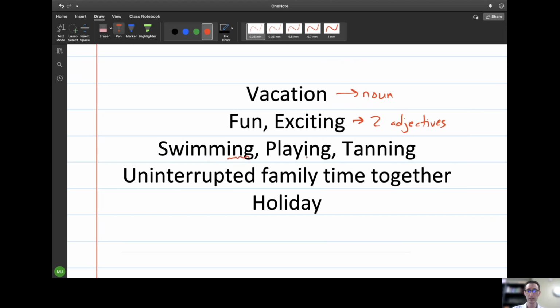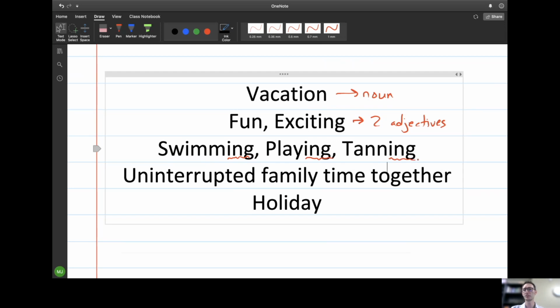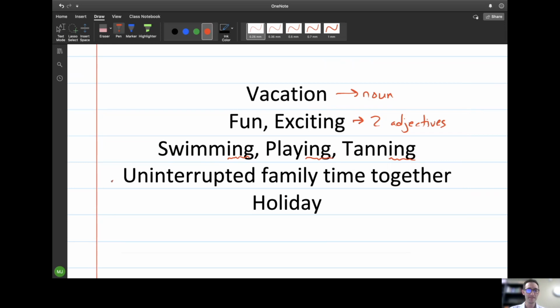And we see some more specifics here. Swimming, playing, and tanning, 3 ing words. So that's what was going on at this vacation. And then I love the 4th line here. Uninterrupted family time together. Hopefully that was a good experience for the author of this poem. And that's the 4th line, 4 words for this sentence or phrase. And because there's no verb in this 4th line, we know that this is a phrase and not a complete sentence.